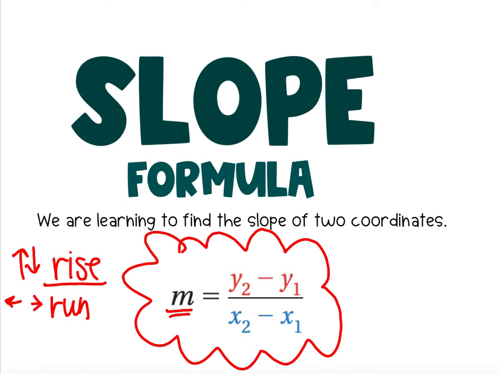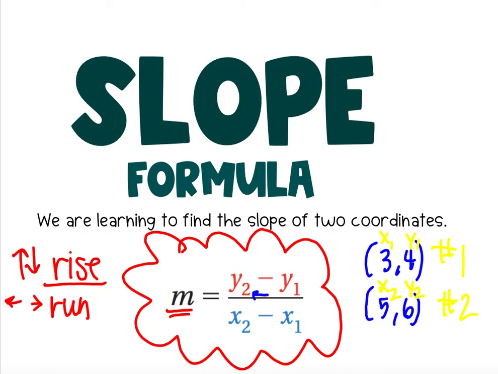Now, you might ask what these little subscripts are. If I had 2 points, (3, 4) and (5, 6), this would mean that this is x1 and this is y1. It's the x and y values of coordinate number 1. This would be x2, y2, the values of coordinate number 2. If I had a coordinate number 3, it would be x3, y3. Okay?